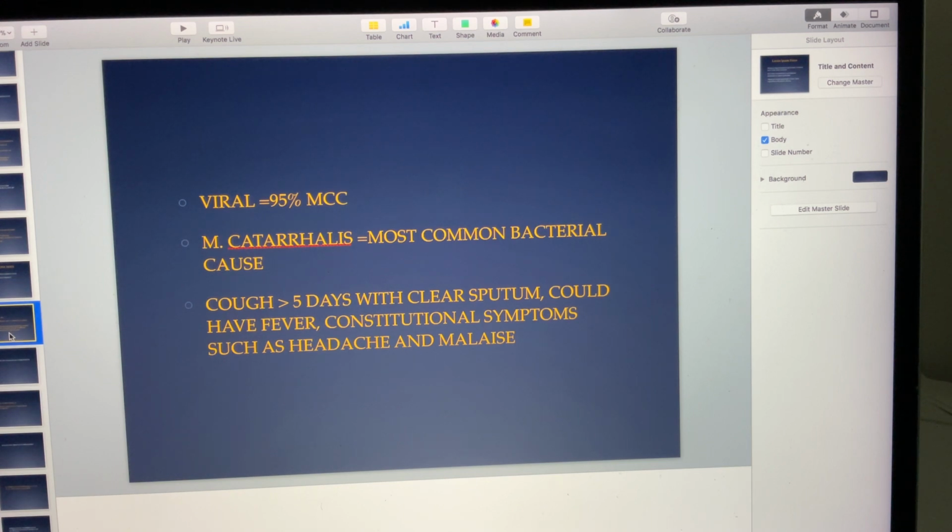In terms of how the patient is going to present, there will be cough for typically more than 5 days with clear sputum, and you could have fever and other constitutional symptoms such as headache and malaise.